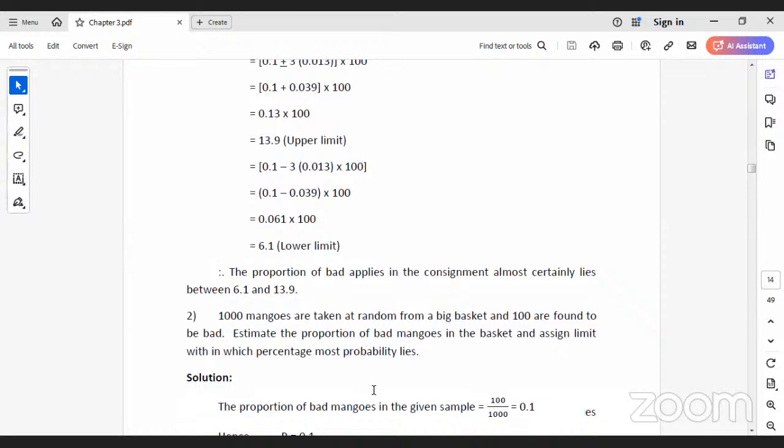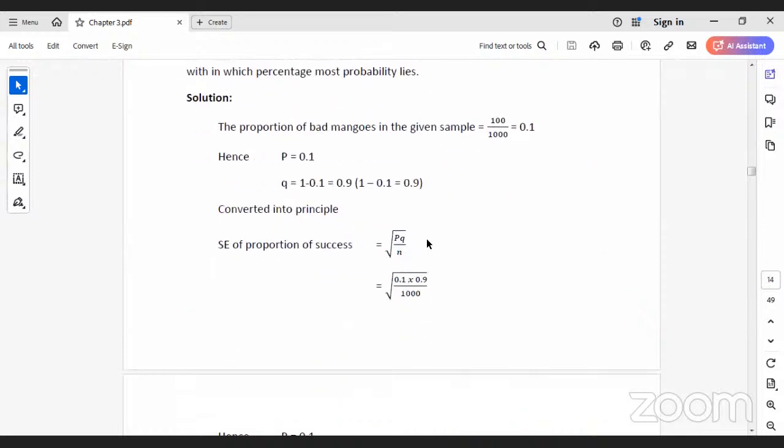Same procedure. In the procedure there is no change. There he gave 500, 50. Here he gave 1000, 100. So first we have to decide the success. The proportion of bad mangoes in the given sample is equal to 100 divided by 1000, that is 0.1. Okay, here P is equal to 0.1, Q is equal to 1 minus 0.1, that is 0.9.